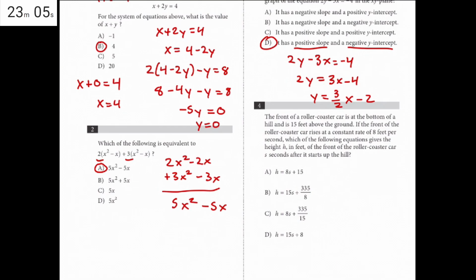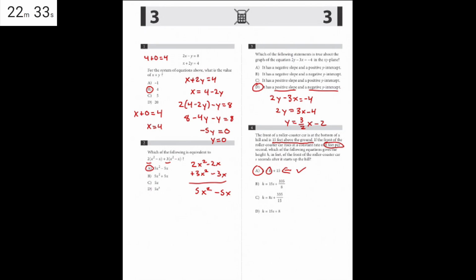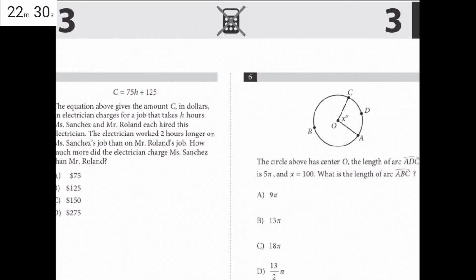The front of a roller coaster car is at the bottom of a hill and is 15 feet above the ground. If the front of the roller coaster rises at a constant rate of 8 feet per second, which of the following equations gives the height in feet of the front of the roller coaster car s seconds after it starts at the hill? Okay, so 15 feet above the ground, that's the y-intercept. So out of the answer choices, the only one with a y-intercept of 15 is A. And let's just make sure it's right. The rate is 8 feet per second, which is here, so A. A is the correct answer choice. Okay, question 5.